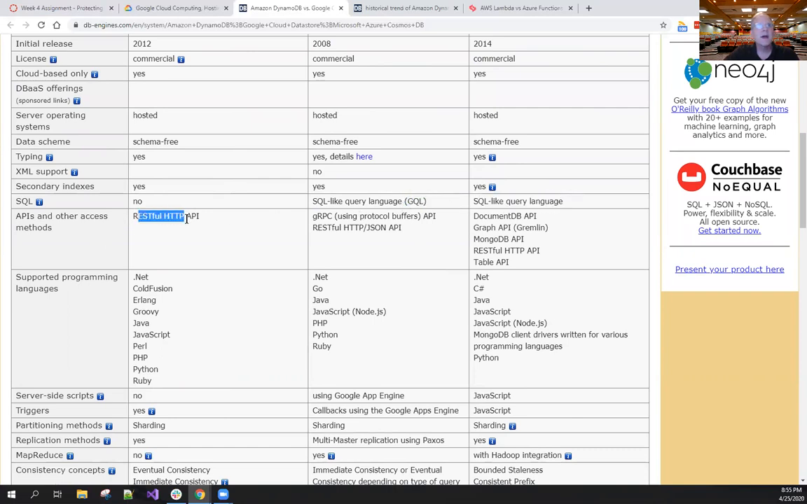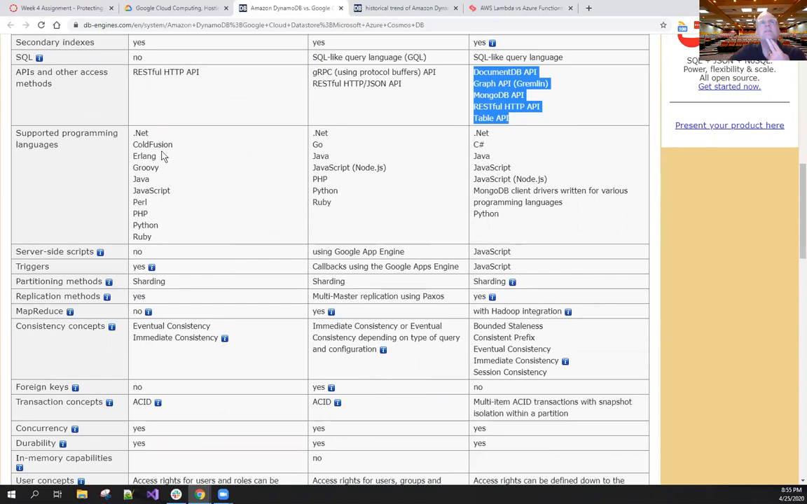Yeah, RESTful API, we like that. RESTful API, we got RESTful, we got a JSON API. Look at all the APIs here. No wonder they're doing well. That's nice integration right there. Wow.